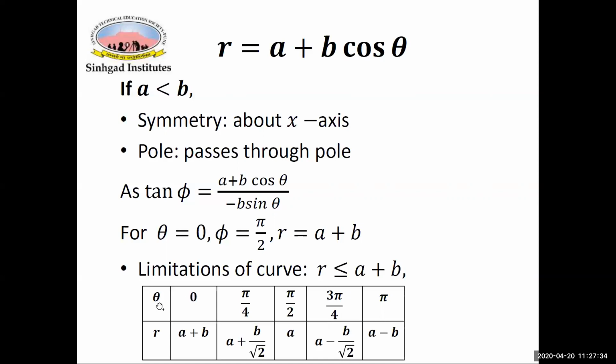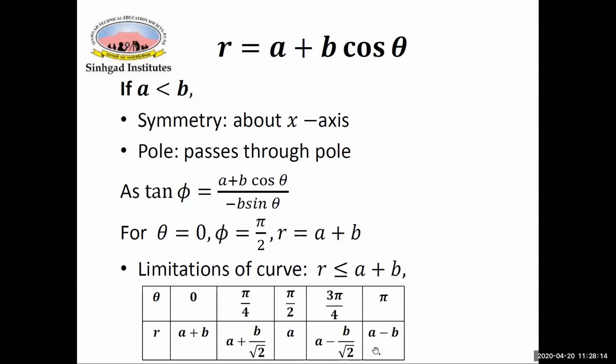Now to check the values of r between the range 0 to pi, we have considered the values of theta as 0, pi by 4, pi by 2, 3 pi by 4, pi. Values are same, only the nature will change. a plus b by root 2, a minus b by root 2, and a minus b. Now since a is less than b, a minus b by root 2 will be negative. a minus b will also be negative.